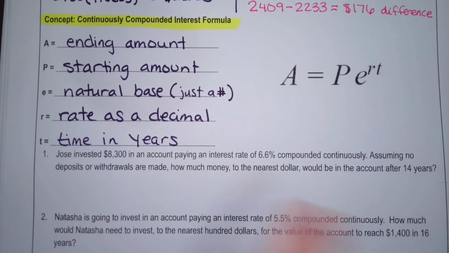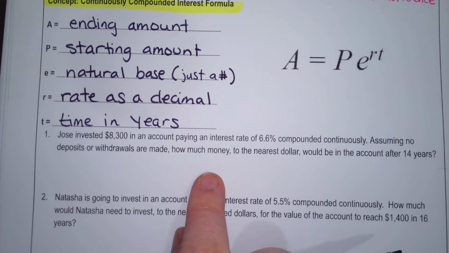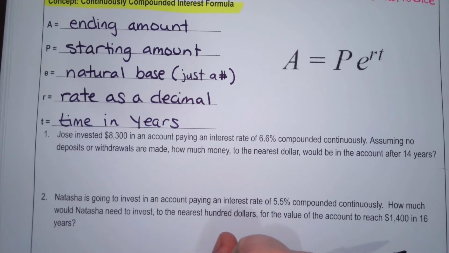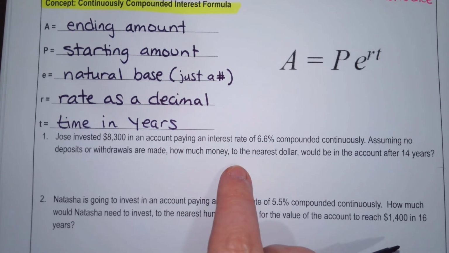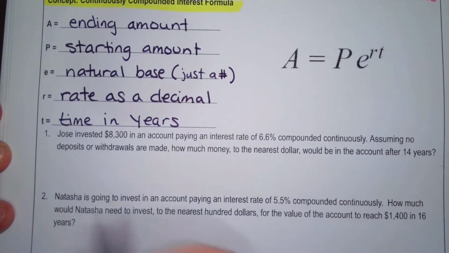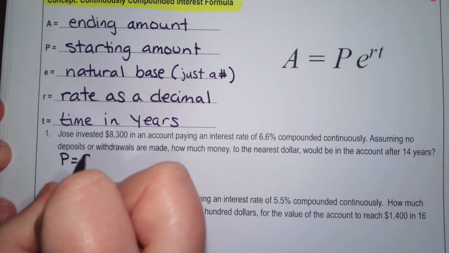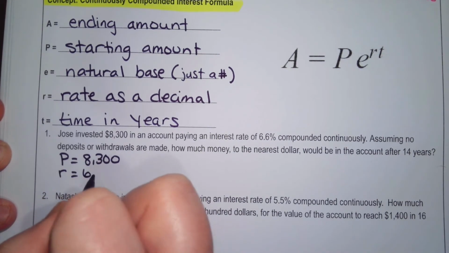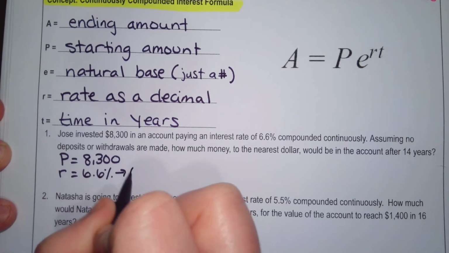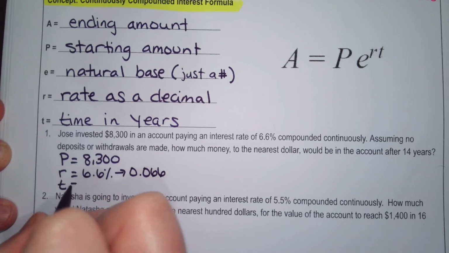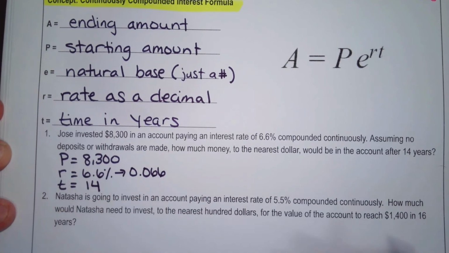So here we have Jose invested $8,300 in an account, paying an interest rate of 6.6% compounded continuously. Assuming no deposits or withdrawals, how much money to the nearest dollar would be in the account after 14 years? So our starting amount is $8,300. Our rate is 6.6%, which is 0.066. And our T is 14 years.